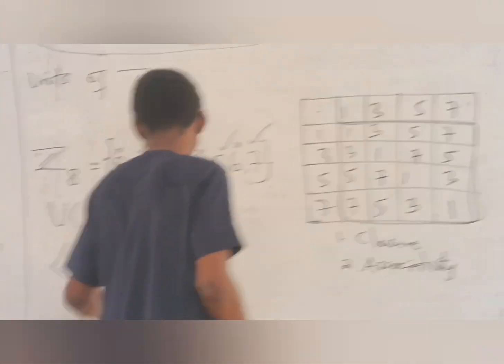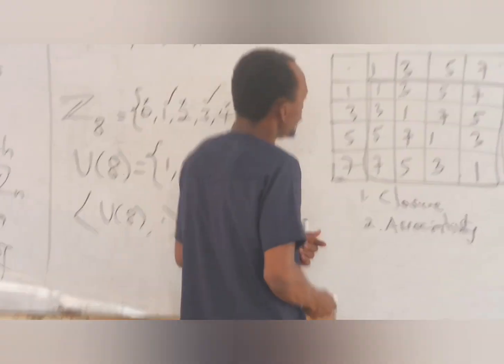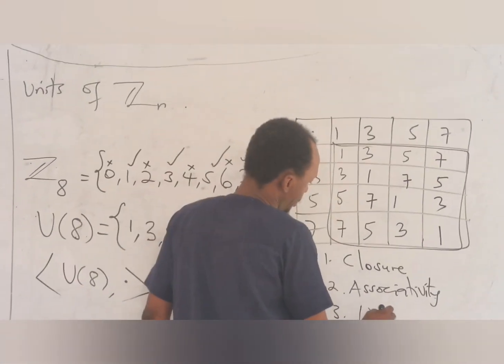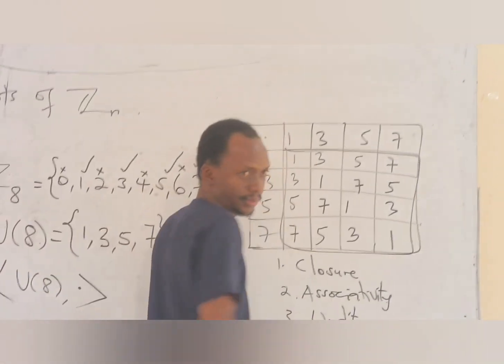Yeah, multiplication is straight, right? Then what is it? Identity. What's identity for multiplication? 1.